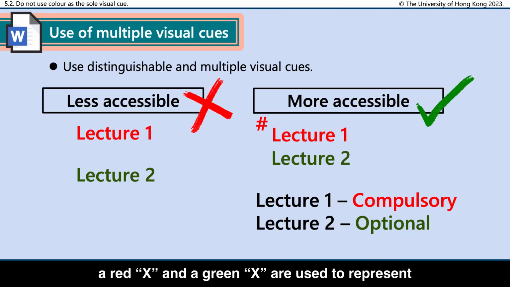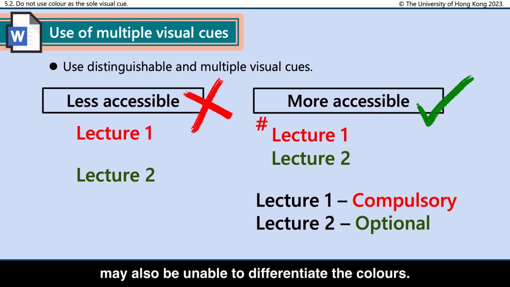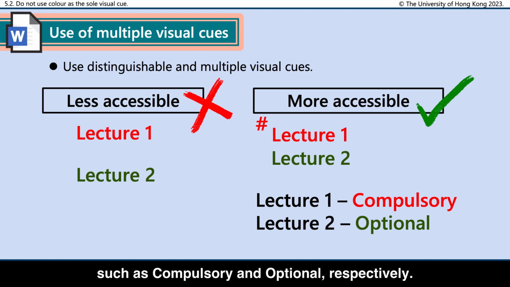For example, a red X and a green X are used to represent compulsory lecture and optional class in the table respectively. However, some users, such as people with color blindness, may be unable to differentiate the red X and the green X. Users who print out the slides in grayscale may also be unable to differentiate the colors. To enhance accessibility, use multiple visual cues to present. Use both color and descriptive text in the table, such as compulsory and optional, respectively.